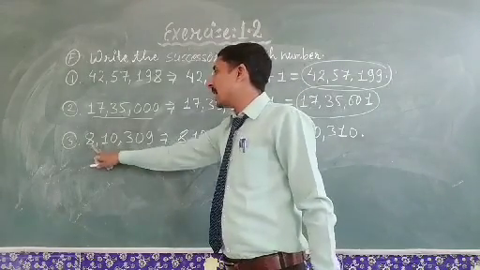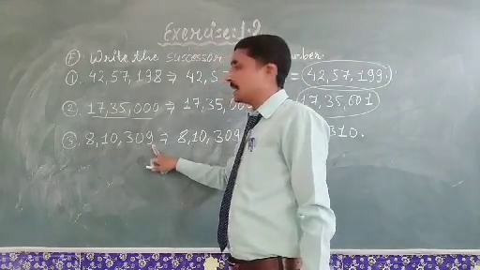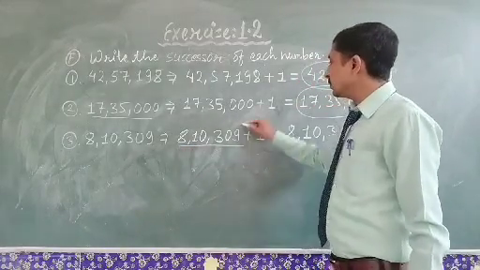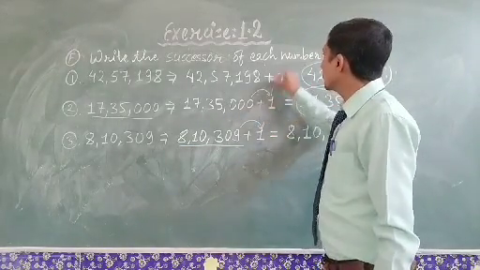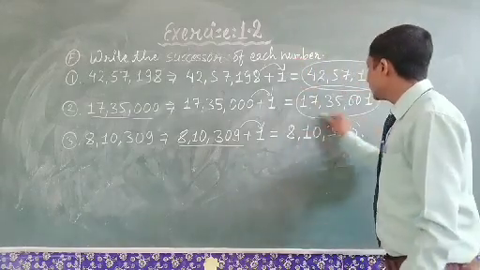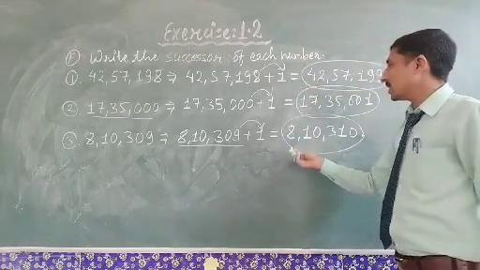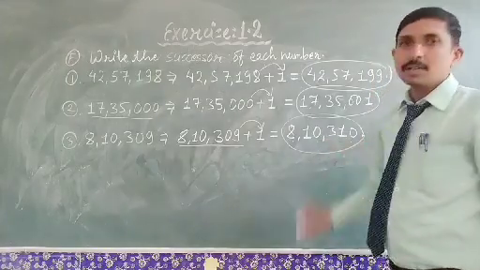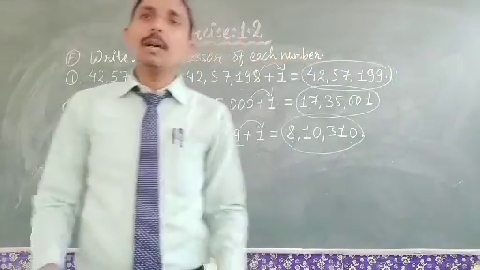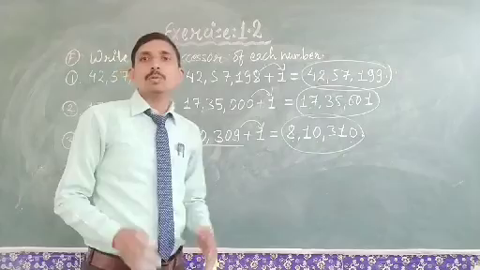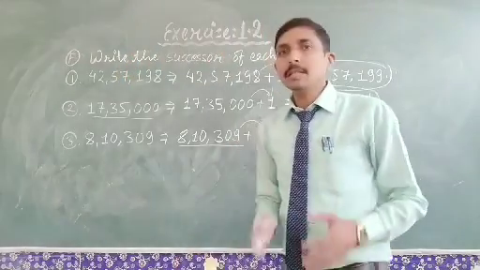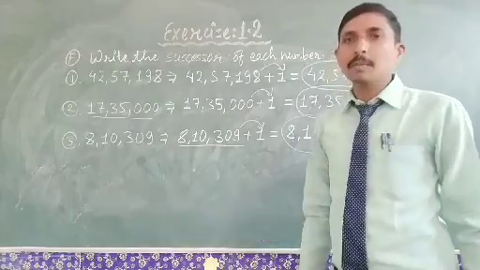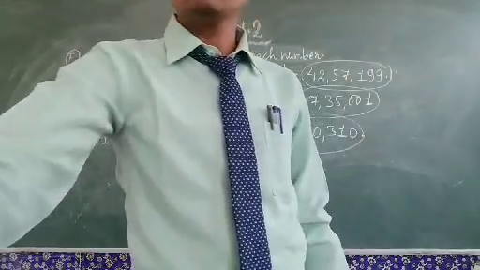In the same way, in question number 3, the question is 8,10,309. What we have to do? We have to rewrite the same number and add 1 to it. When we add 1 to the given number, we get its successor. So the successor is 8,10,310. So in this way, you can easily complete the remaining questions in the same way.